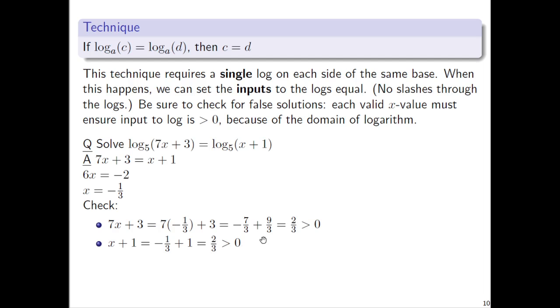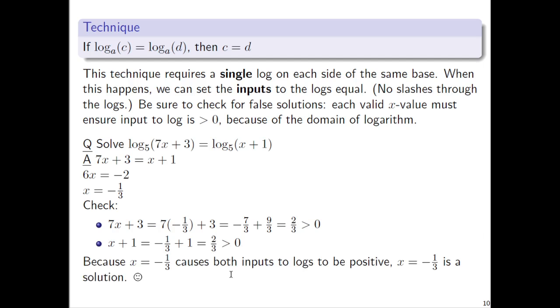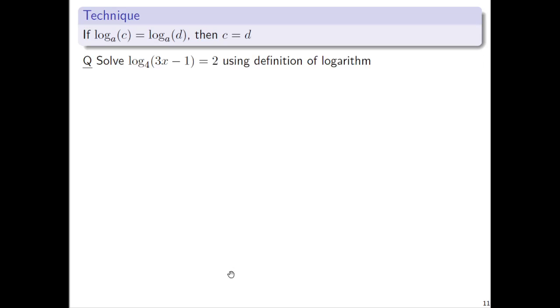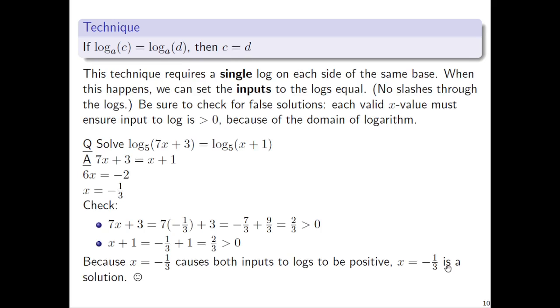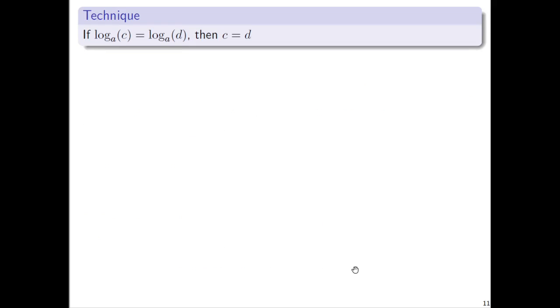That's good. In both cases, the input to the logarithm was bigger than 0, right? Because x equals negative 1/3 causes both of the log inputs to be positive. So the input to each logarithm must be positive. And that worked out. So x equals negative 1/3 is a solution. You'll notice from this example that it doesn't matter that the x value is negative. What matters is what happens to the input to the logarithm. So here's the technique again.